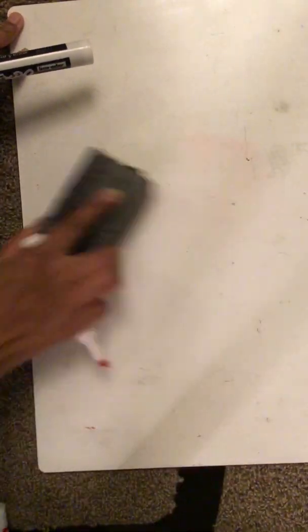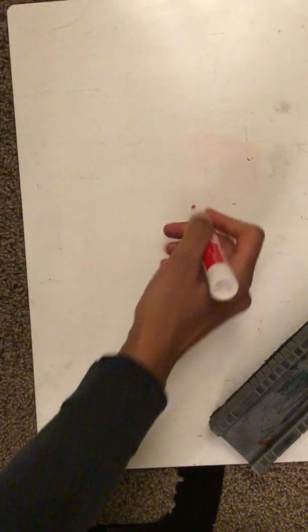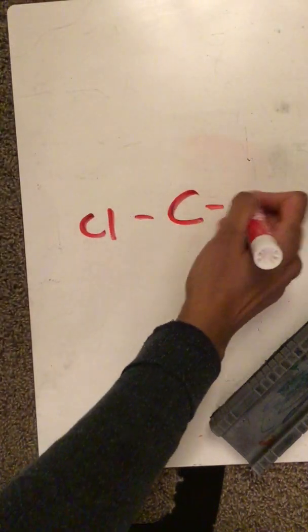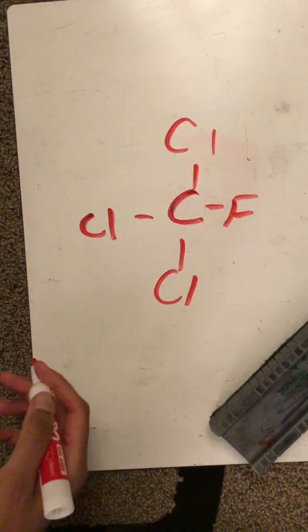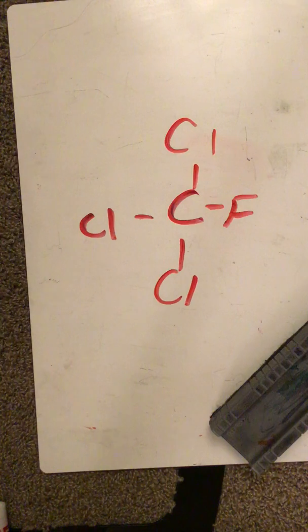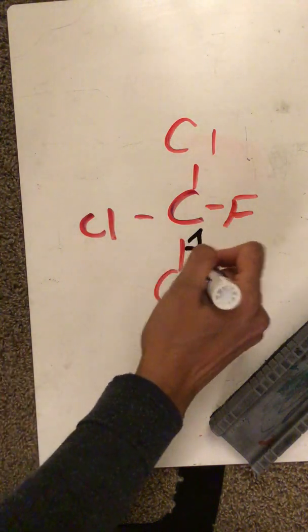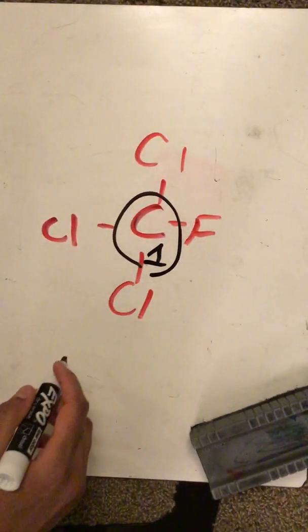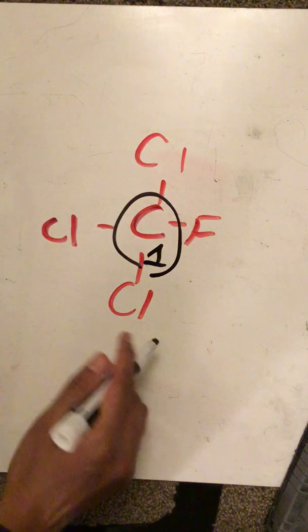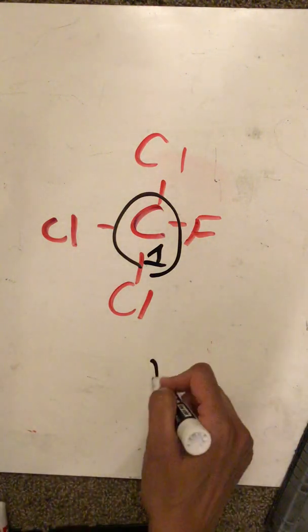Okay, let's try another one. The next one they give you is this one. It's C, Cl, F, Cl, Cl. How would I name this? Well, you gotta name your parent chain first, which is the longest carbon chain. Again, there's only one carbon, that's the longest carbon chain. So the parent chain is called methane.